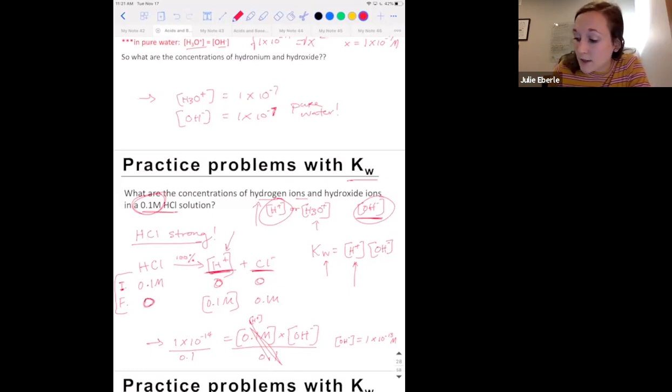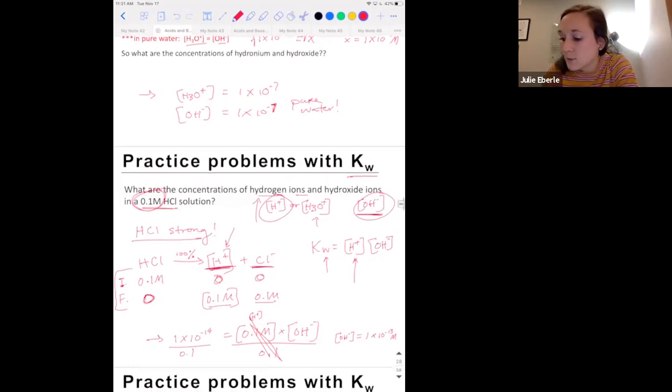It'll all be disassociated. So we'll have 0.1 molar and 0.1 molar of our products, because every time you make one, you make the other. So the concentrations are identical. And because we now know H plus is 0.1 molar, we actually answered half of the problem just by understanding it's a strong acid. So the concentration of H plus is 0.1 molar. So now we're just solving for the other part. What is the concentration of the hydroxide ion, OH minus?